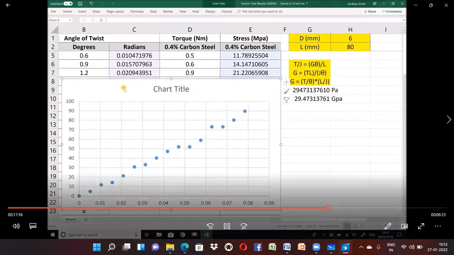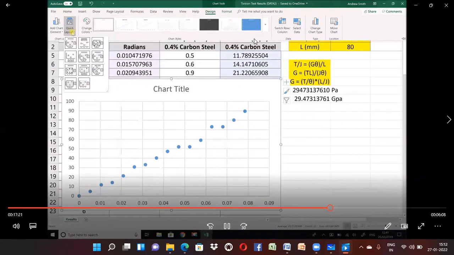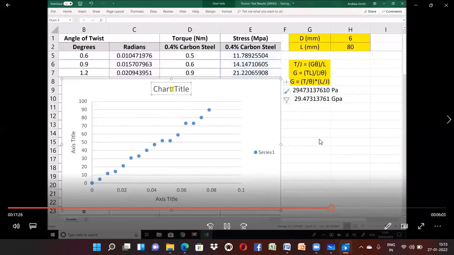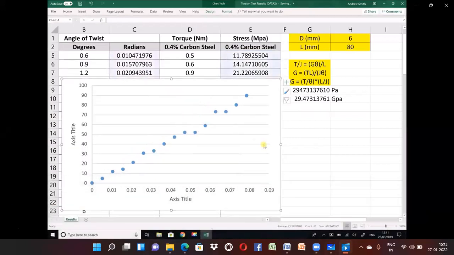We can add some legends on there by doing design, quick layout. Once again, we're going to remove our title and our series legends just to create a little bit more space. The axis on the bottom is our angle of twist in rads. And our y-axis this time is our stress in megapascals.